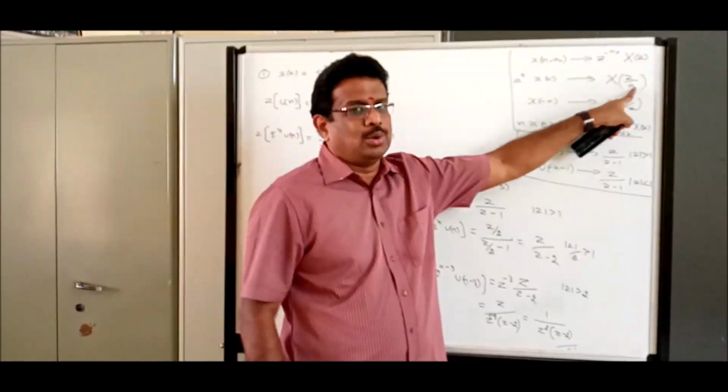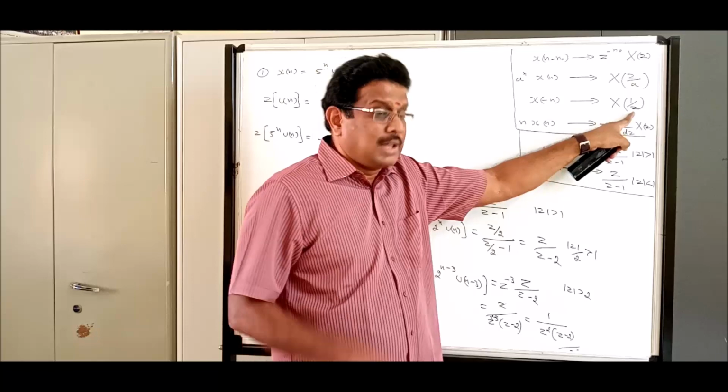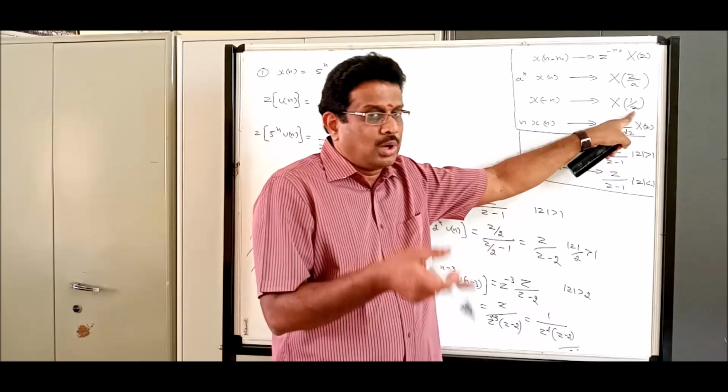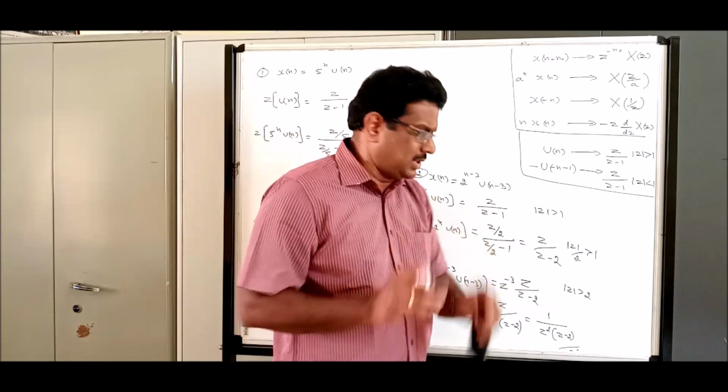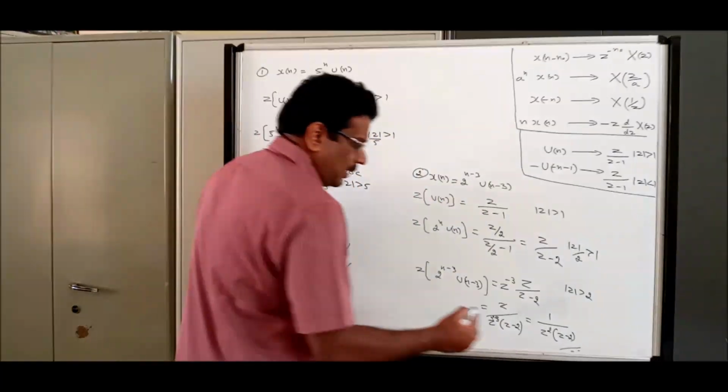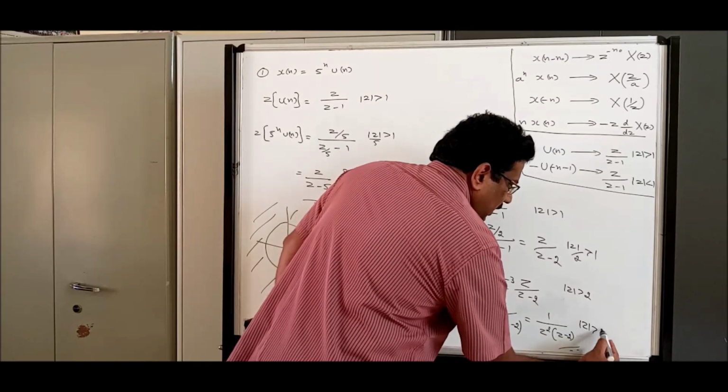There is a change in ROC when z becomes z by a. There is a change in ROC when z becomes 1 by z. Apart from linearity and convolution, where there is an intersection, what is the final answer? Mod z greater than 2.